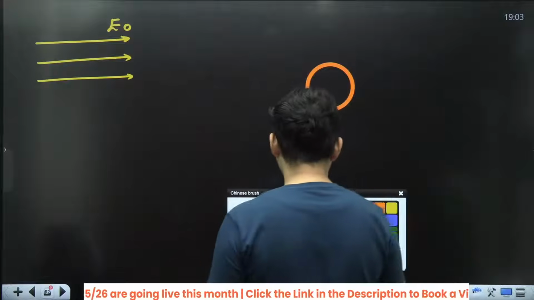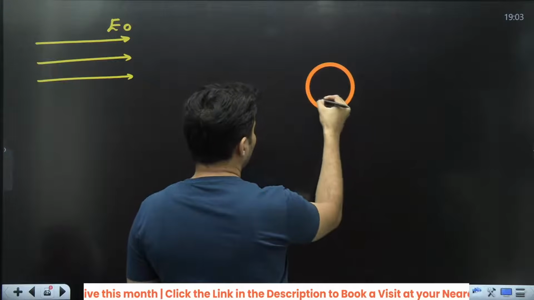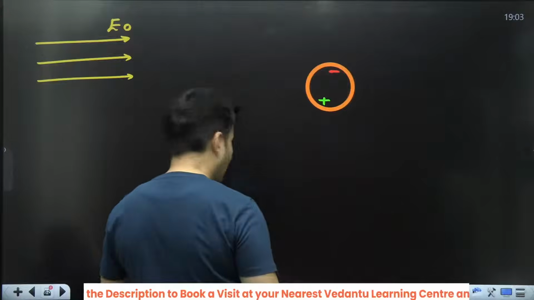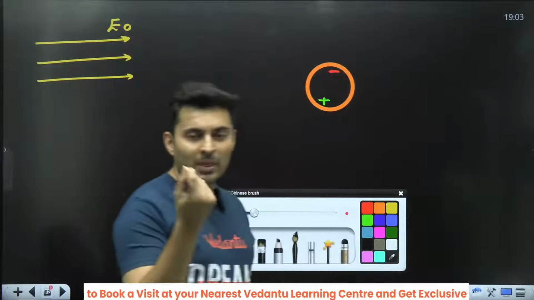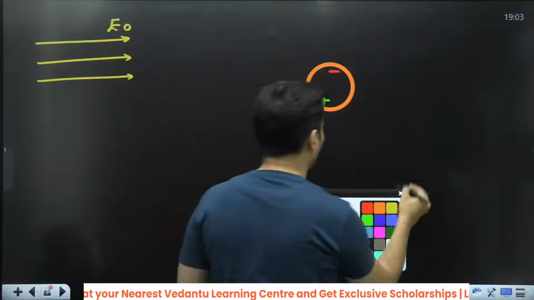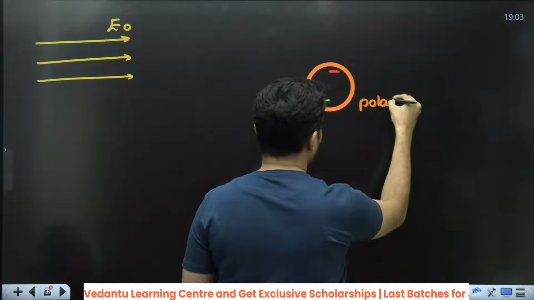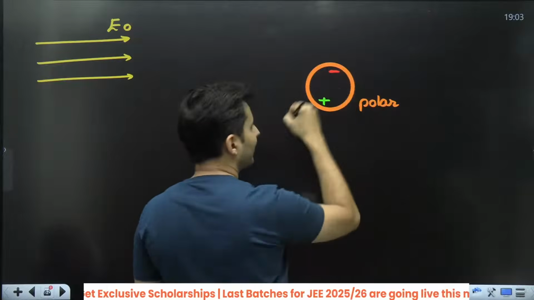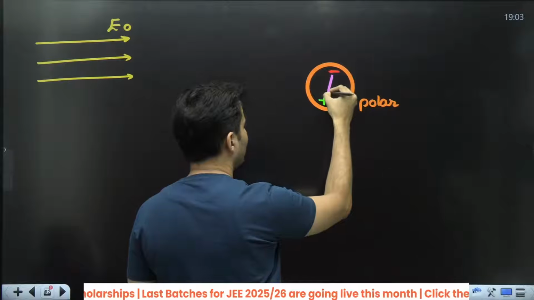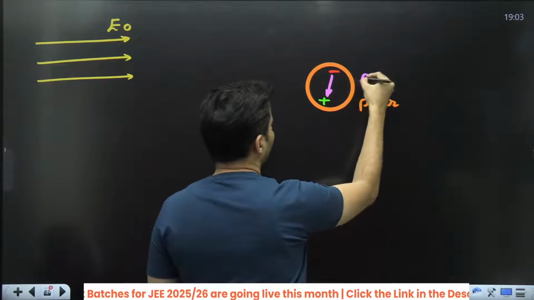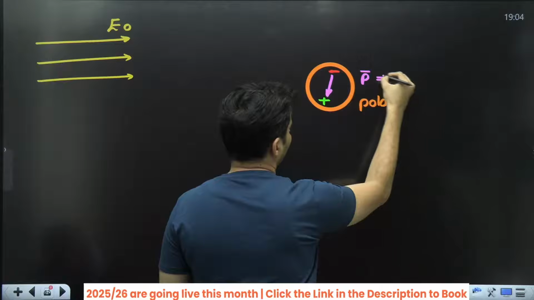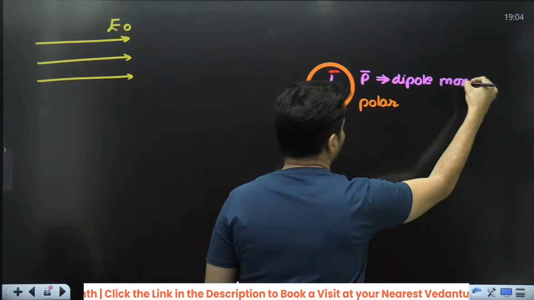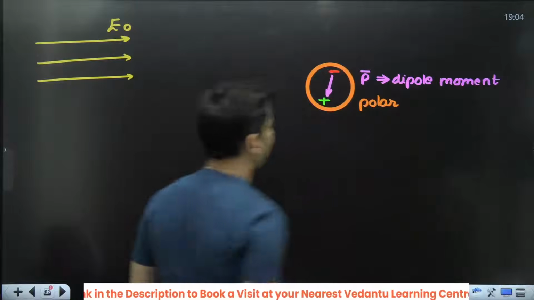So probably the positive is here and the negative is here. This becomes a polar molecule or a polar particle. So right now this is polar in nature, so it has a dipole moment for sure. And the dipole moment, remember, always goes from negative to positive. So there is a dipole moment. I hope this is absolutely very clear.